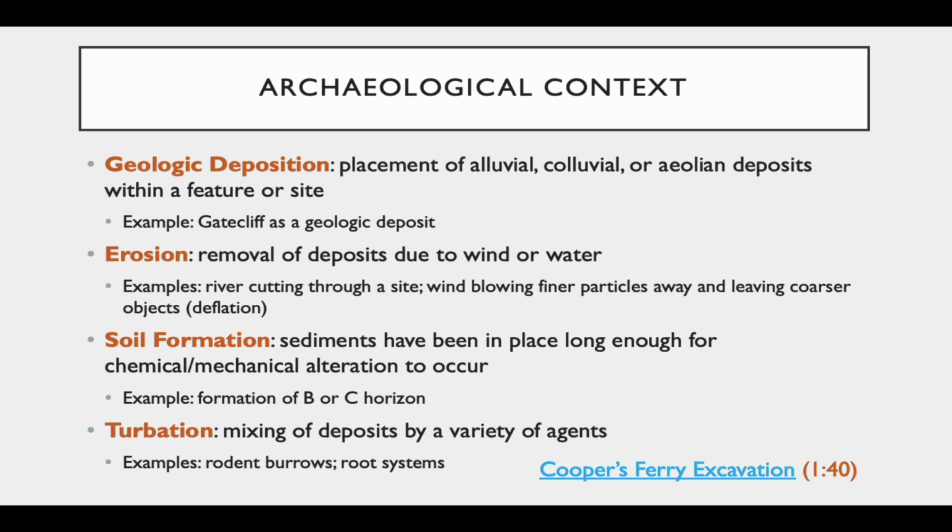Soil formation: if sediments have been in place for long enough, then you start to see the sort of chemical and mechanical alteration that can occur and can be recognized. And then lastly, there's turbation, and there are 4 different forms of turbation I think that your textbook talks about, or maybe it's even more than that. But this is the mixing of deposits by a variety of different types of agents. And there was a video in the excavation lecture that talked about one particular form of bioturbation, which was rodent burrows through their site. If you go back and listen to that, you can see how they dealt with that sort of bioturbation.